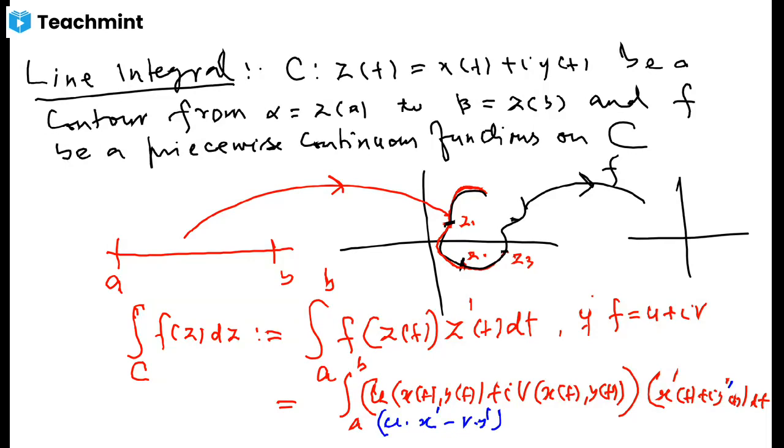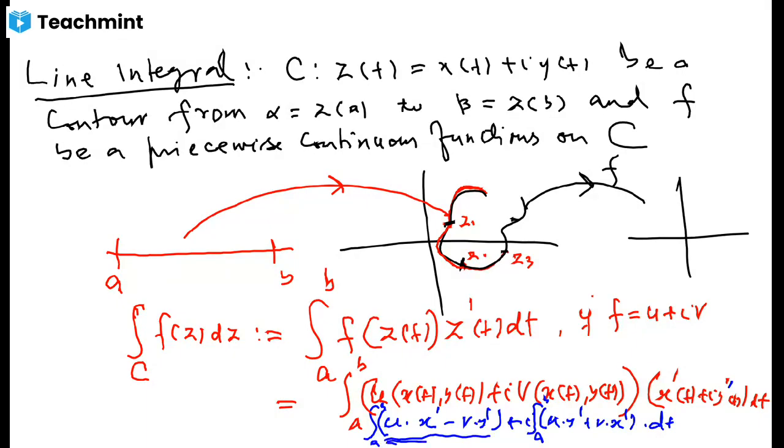You get one function plus i times u dot y prime plus v dot x prime into dt. So when you consider the integral, you have to integrate this function first from a to b, and i times you have to integrate this function from a to b with respect to t. So now you have two integrals, and you are taking the integration of real functions.